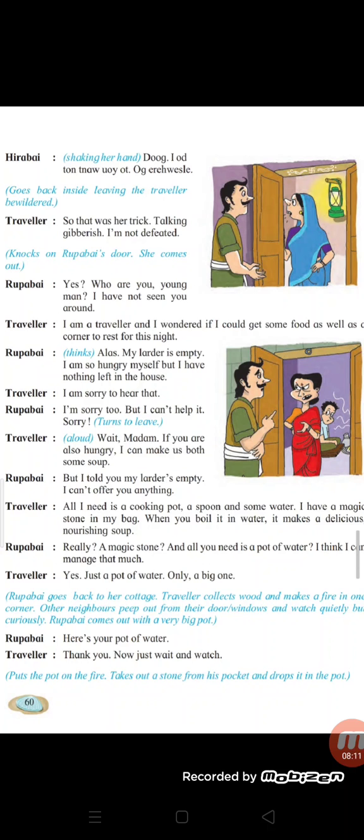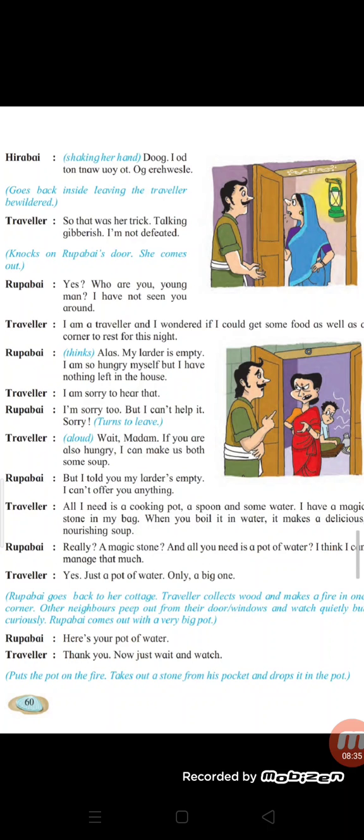So the traveler says, I am sorry to hear that. Okay, madam, sorry. Now Rupabai says, I am sorry too. Why is she sorry? Because there is nothing to eat even in her house. She is also starving. Starving means fasting. Even she is fasting.